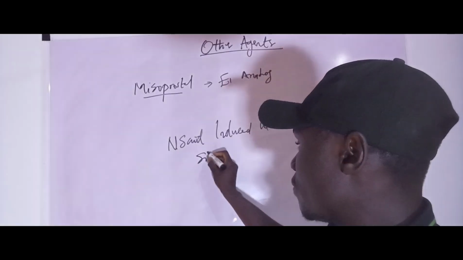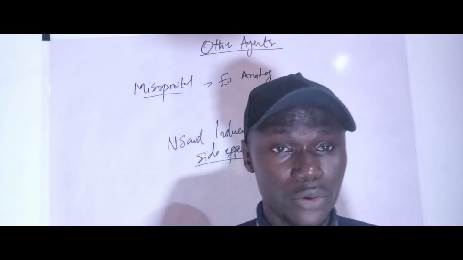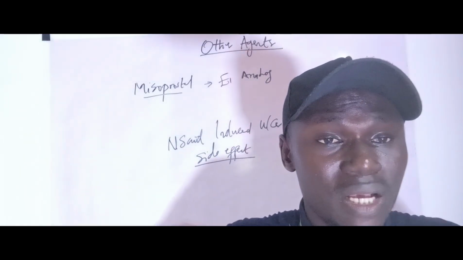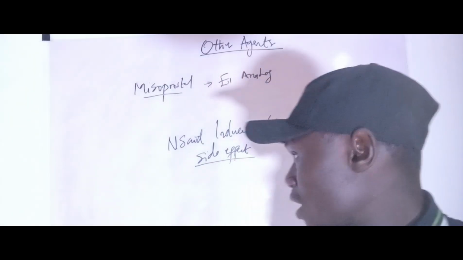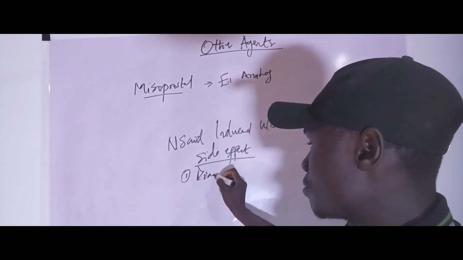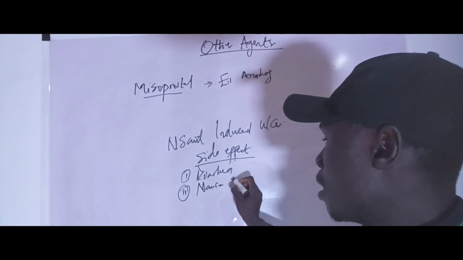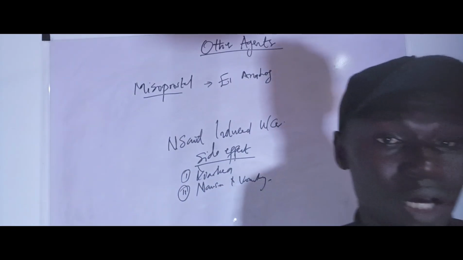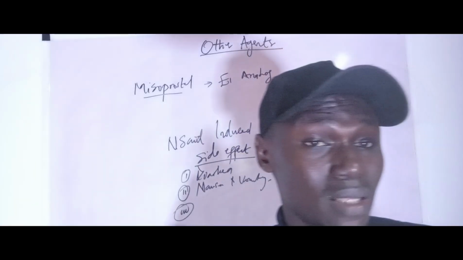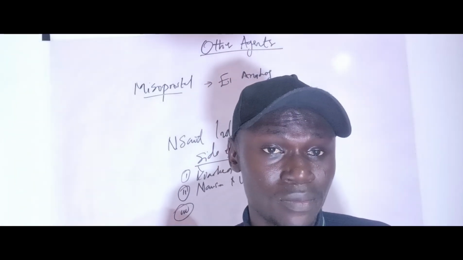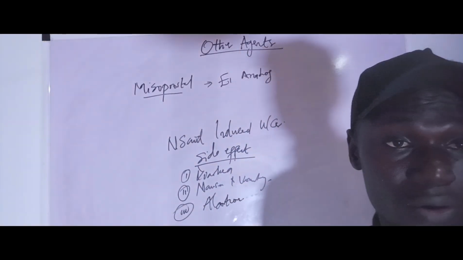Now, let's come to the side effects of misoprostol. Just imagine that a drug is increasing blood flow to the mucosa. It's going to increase the activity of the GIT, and if the activity of the GIT increases, it can lead to diarrhea. So the most common side effect is diarrhea. Then, it can also cause nausea and vomiting. Then, it is an abortifacient, meaning that it can cause abortion if given in pregnancy.